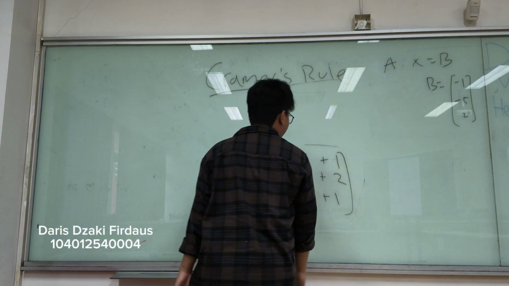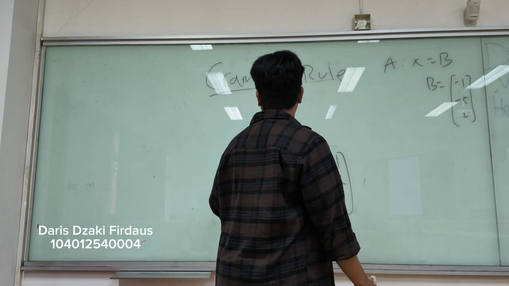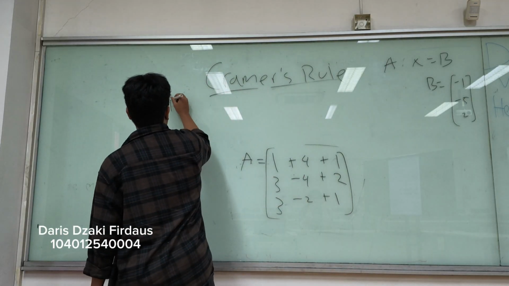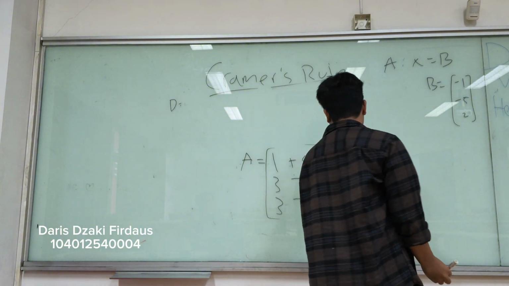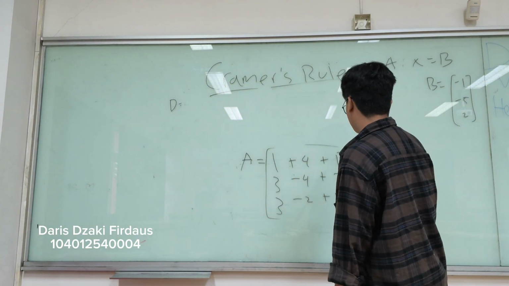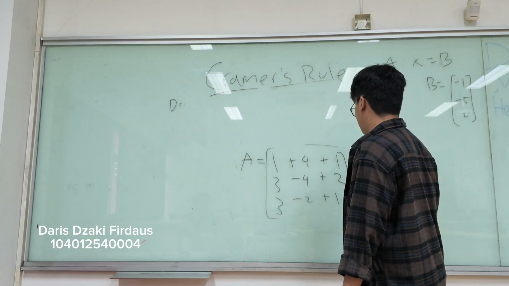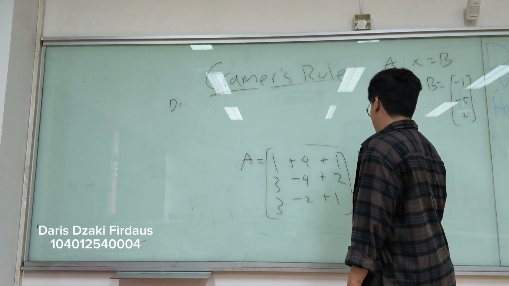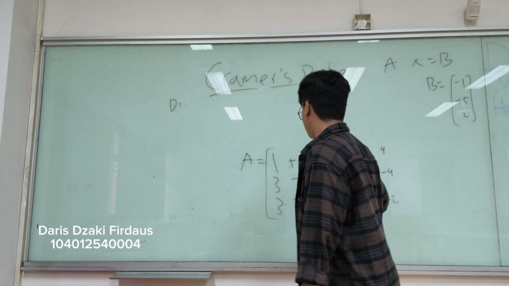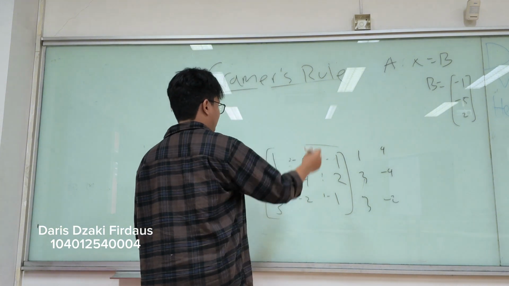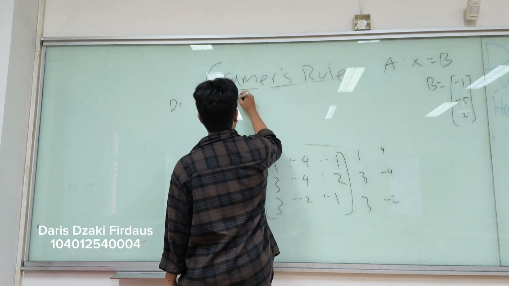Okay, the first step is we need to find the determinant A, or the basic determinant. How we do it is we move the first two columns into the back: 1, 3, 3, 4, minus 4, minus 2. Okay, and then we need to calculate it.